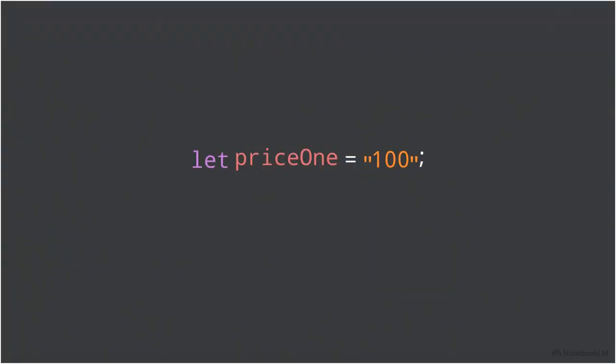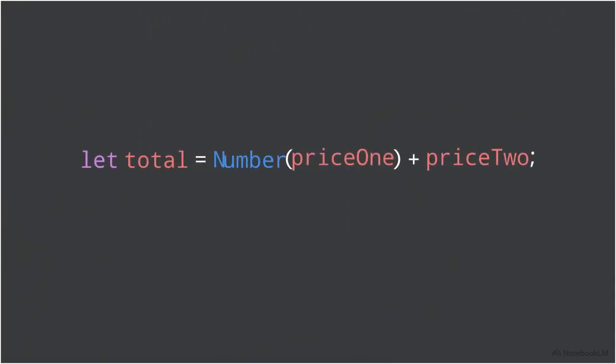To solve this, we must force the string data into a true number before the addition operator ever touches it. This diagram shows the explicit casting solution. By wrapping price1 inside the number function, we safely strip away the text formatting. The addition operator now sees two pure integers and correctly outputs 150.